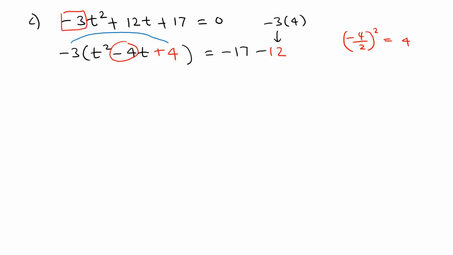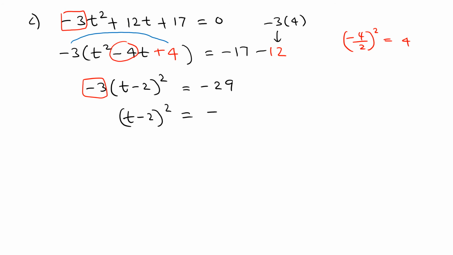Good. Now we can simplify this. And then what happens now is this is simply going to be negative 3 times t minus the half of the coefficient, which is negative 2, squared. That's automatically on this side. The other side is negative 29. Now what we can do, we can divide both sides by the leading coefficient. So if you divide by negative 3, you're going to get t minus 2, whole thing squared, equals negative 29 over negative 3, which is 29 over 3. Now we take the square root of both sides.